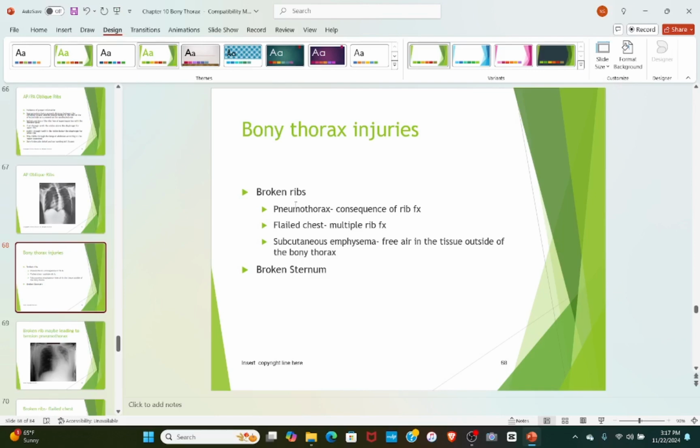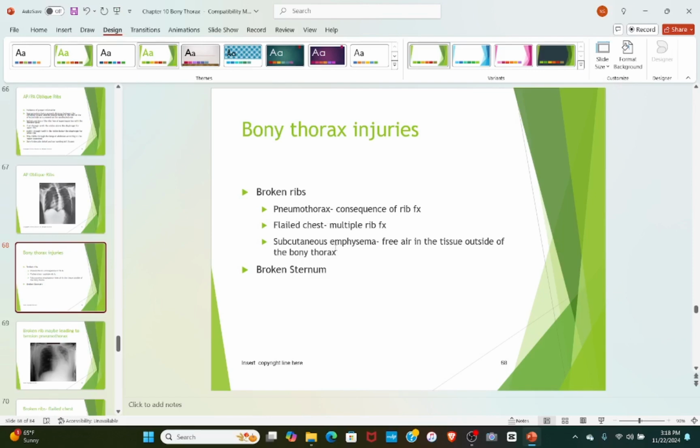Now you've got a positive pressure that can push the mediastinum towards the opposite side. And if that happens and it collapses the opposite lung, then you've got a real problem. That's what we refer to as a tension pneumothorax. If the patient has multiple rib fractures, that's what we refer to as a flail chest.